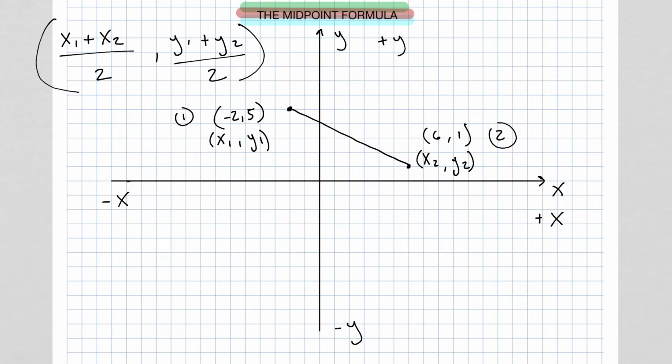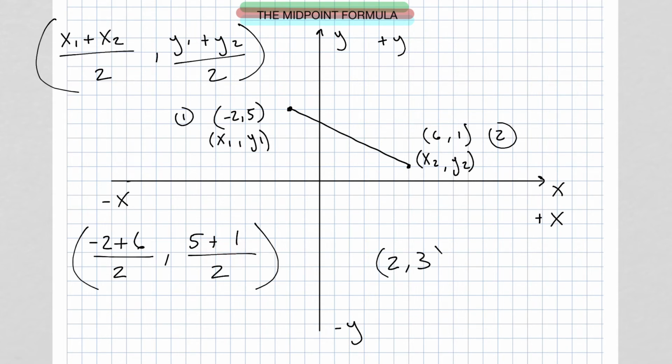Okay, plugging these numbers into our midpoint formula, we have x1 plus x2. Okay, so x1 we see is -2, and x2 we see is 6, over 2. Okay, y1 we see is 5. y2 we see is 1, over 2. Okay, then just doing our simple adding, we have -2 plus 6. -2 plus 6 is 4. 4 divided by 2 gives us 2. Okay, and then 5 plus 1 is 6. 6 over 2 gives us 3. So here's our midpoint, 2, comma 3.